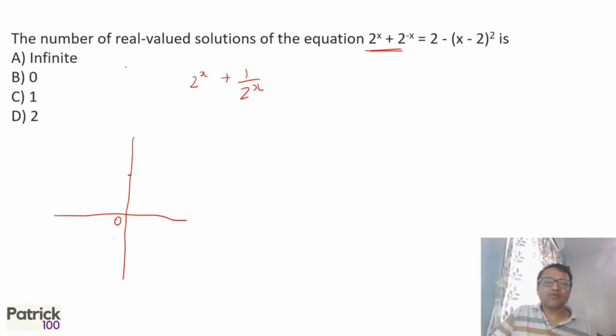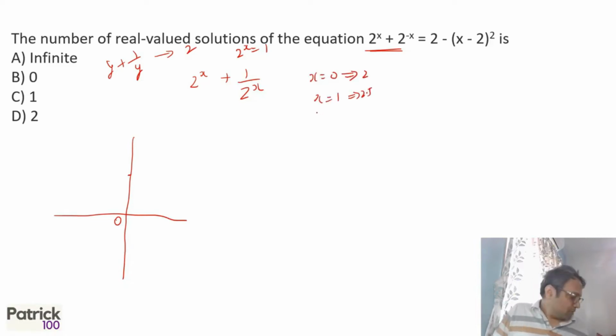Normally this is in the form of y plus 1 upon y. And y plus 1 upon y, the minimum value is 2 when y is 1. Y is 1 means 2 raised to x is equal to 1 or x is 0. You can also substitute values and check out. If I put x equal to 0, you get 2. If you put x equal to 1, you get 2.5. If you put x equal to minus 1, also you'll get 2.5. So basically the graph goes like this: 2, 2.5, 2.5. This is the way it goes.